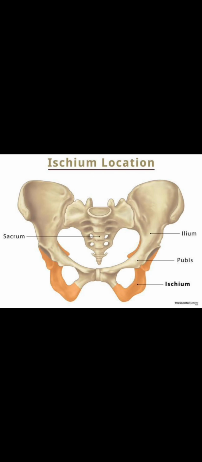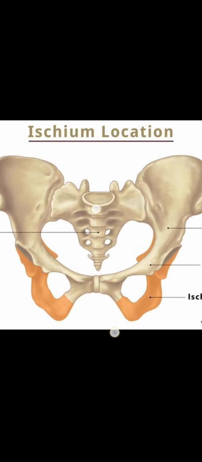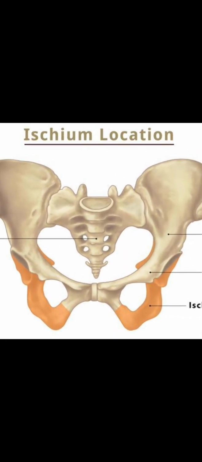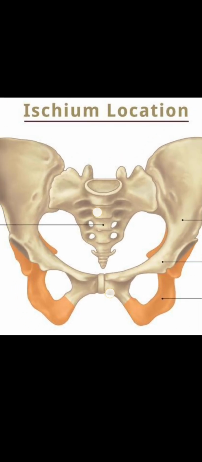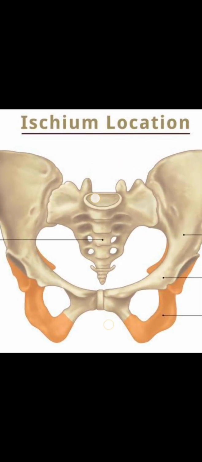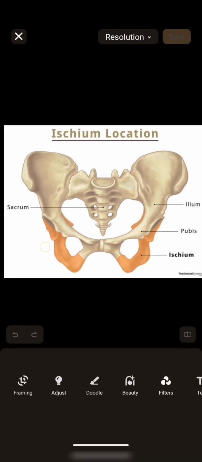Another part of the innominate bones is the ischium. This orange colored part over here denotes the ischium. So the ischium is the thick lower part in the innominate bones. It has a large prominence, which is the ischial tuberosity.